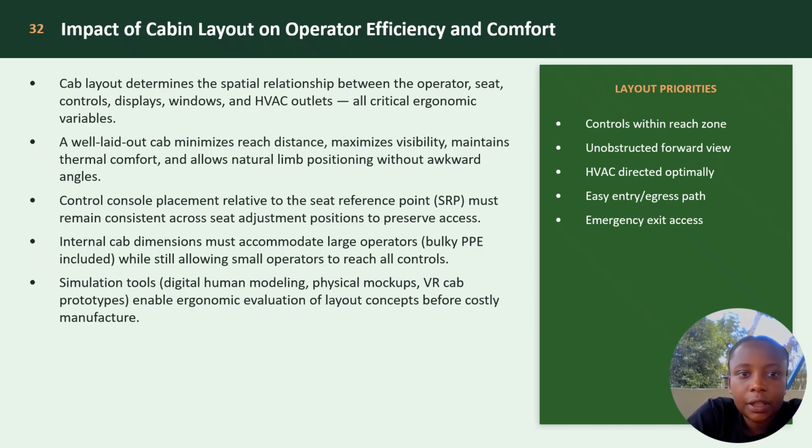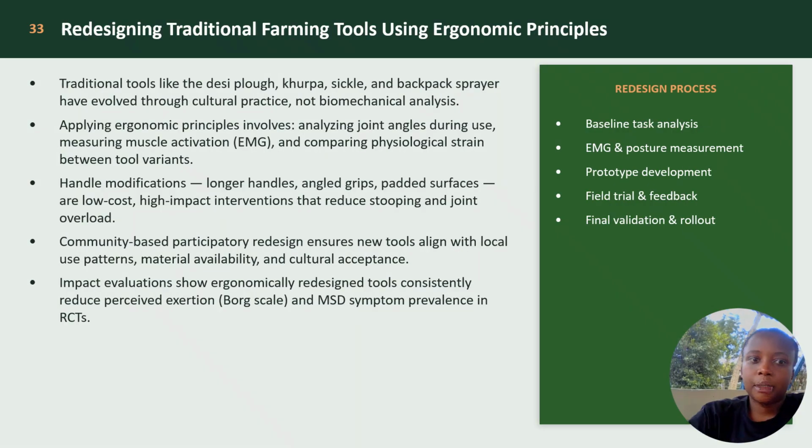Topic 32, impact of cab layout on operator efficiency and comfort. Layout priorities: controls within the reach zone and unobstructed forward view, HMIs directed and easy to interact with, and ingress, egress, and emergency exit access. Cab layout determines the spatial relationship between operator seat, controls, display, windows, HMIs, and outlets, which are critical ergonomic variables.